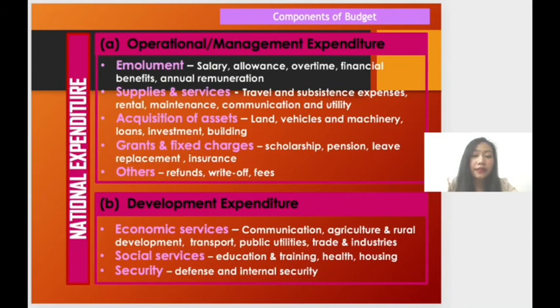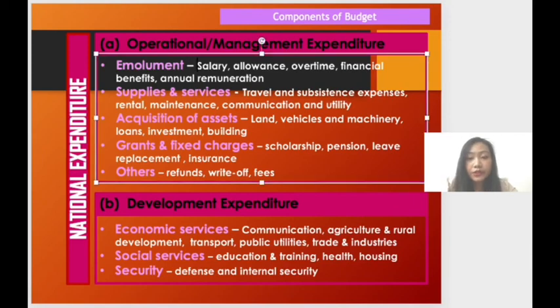Next one, under national expenditure, there are only 2 subcomponents. First one is operational or management expenditure, and then inside operational expenditure are, first one, emolument. Emolument consists of salary, allowance, overtime, financial benefits, and annual remuneration, followed by supplies and services, which includes travel, subsistence expenses, rental, maintenance, communication, and utility.